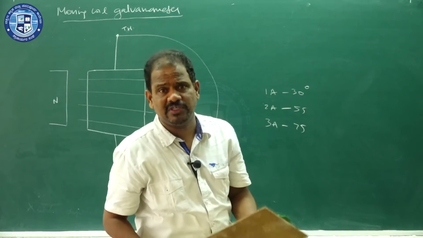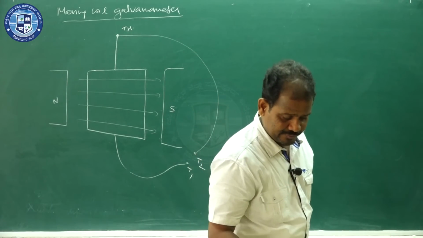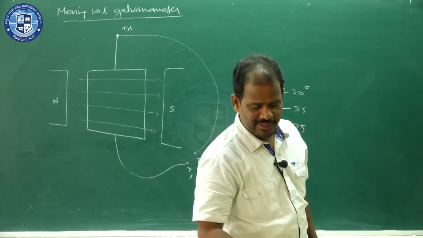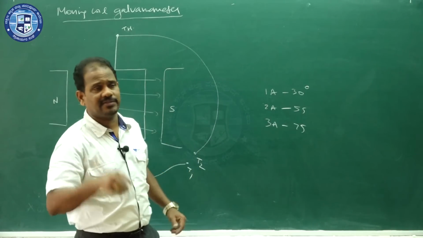That means for any position or every position of the coil, what is the value of theta? Theta value is 90 degrees. When theta is 90 degrees, the torque is the same. Tau is equal to mB sin 90.